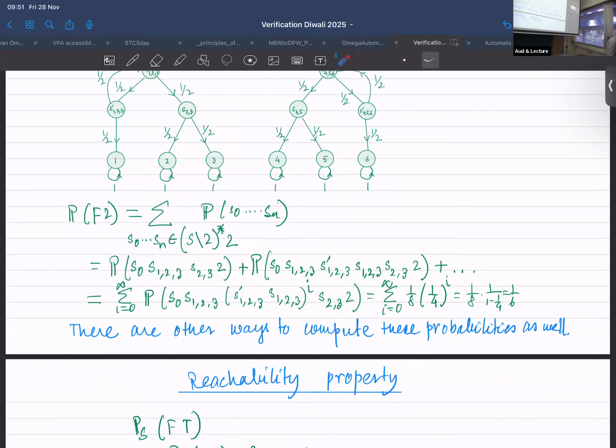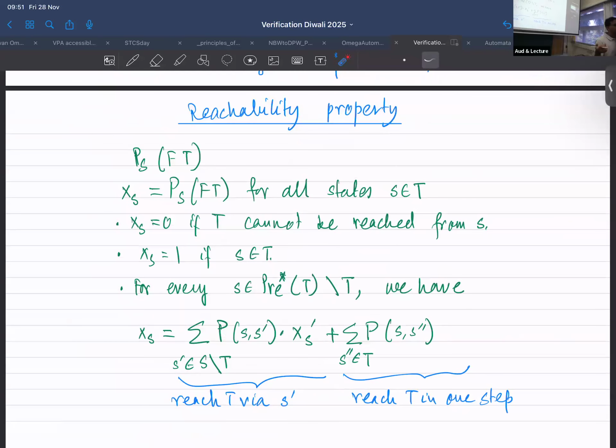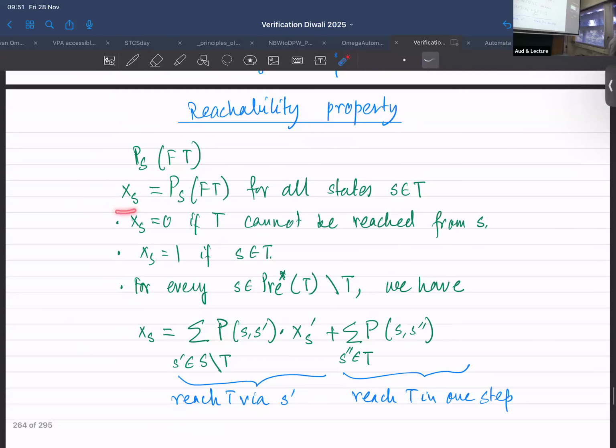Okay, and then we also saw that there are other ways to compute these probabilities by setting up some linear equations. These are sometimes called linear recurrences, where you have, let's say, a variable xs which denotes the probability of reaching capital T from state S. So xs is equal to 0 if T cannot be reached from S, right? I mean, the probability is 0. If you are already in T, then you know it's 1.